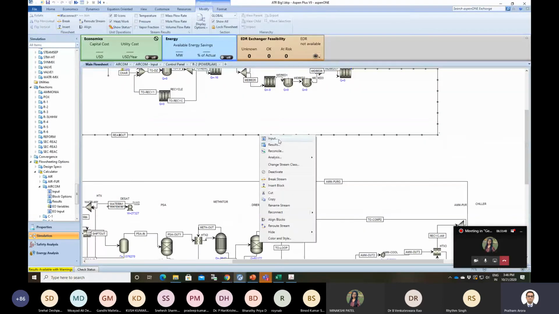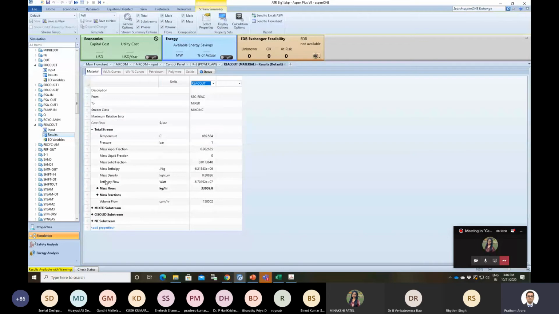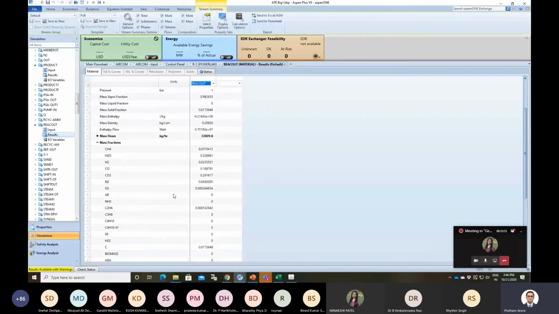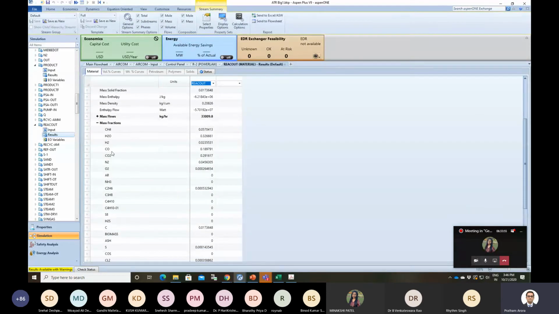And the syngas that I'm getting, so let me show you, this should be the syngas. And if I go with the mass fraction, it has almost 18% carbon monoxide, 29% carbon dioxide, and 23% hydrogen. So this is syngas.